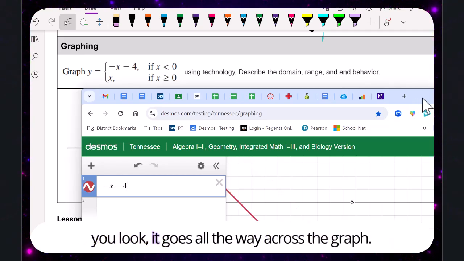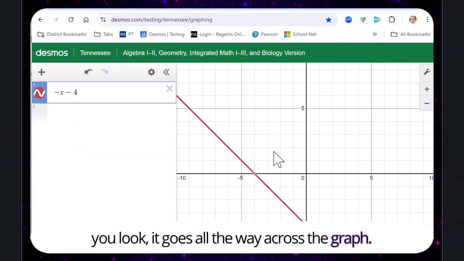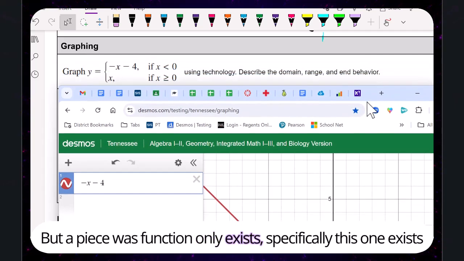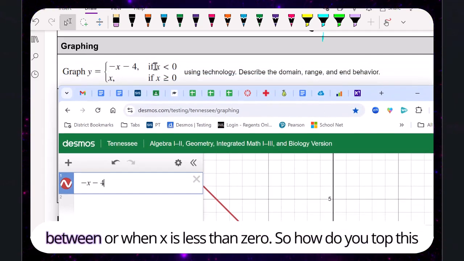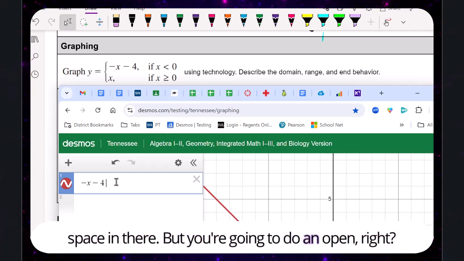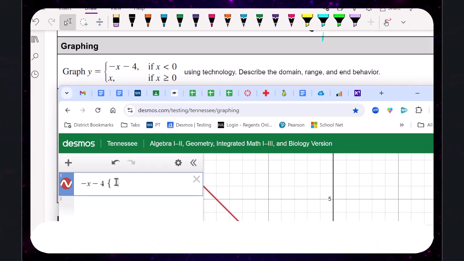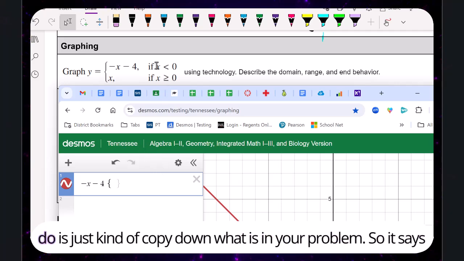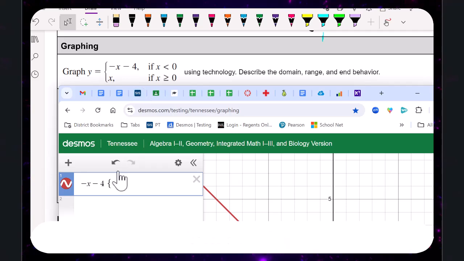And if you look, it goes all the way across the graph. But a piecewise function only exists, specifically this one exists between or when x is less than 0. So how do you type this in? Put a little space. I don't even think you have to put the space in there, but you're going to do an open brace. That is right above your enter sign. And then all you have to do is just copy down what is in your problem. So it says x is less than 0.